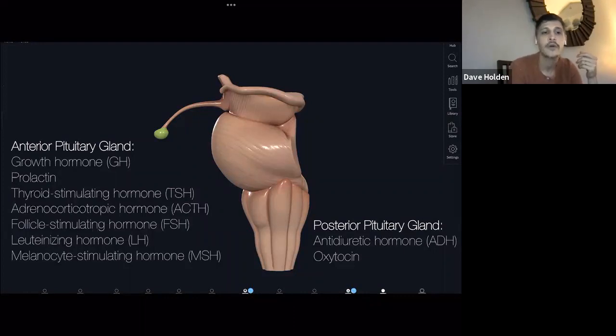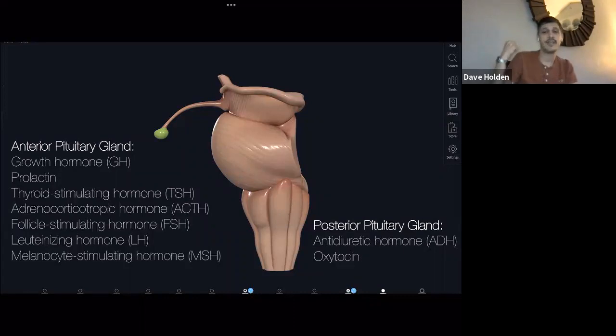Melanocyte stimulating hormone is a hormone that stimulates melanocytes, which are responsible for giving you skin pigmentation. So exposure to direct sunlight, for one thing, will increase the production of melanocyte stimulating hormones. That's what's responsible for getting suntans. So all of that really cool, fun, fascinating stuff is happening in the anterior pituitary.